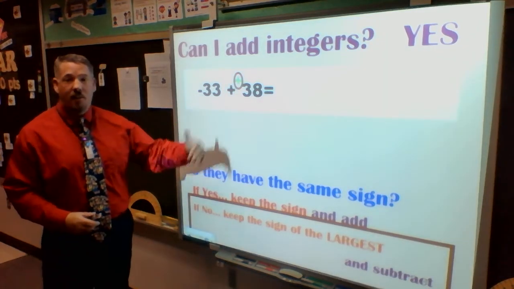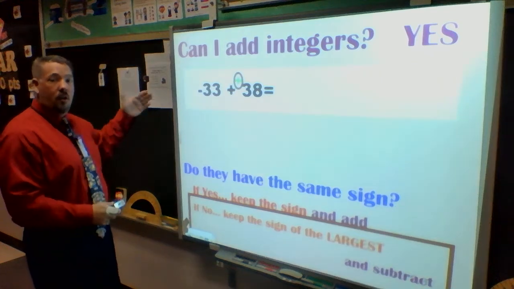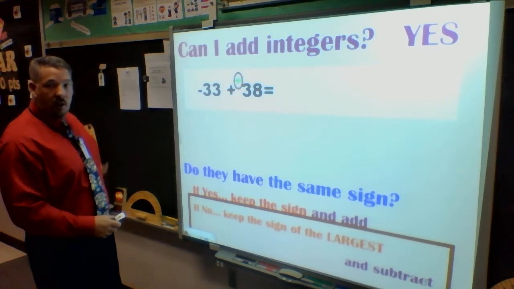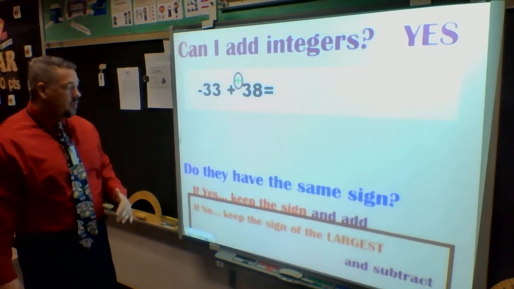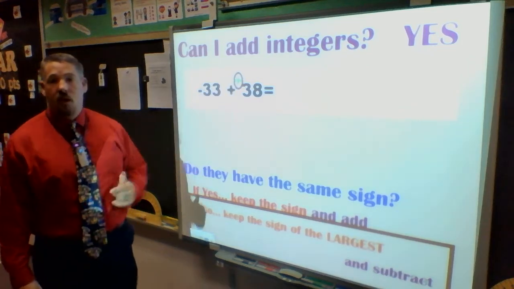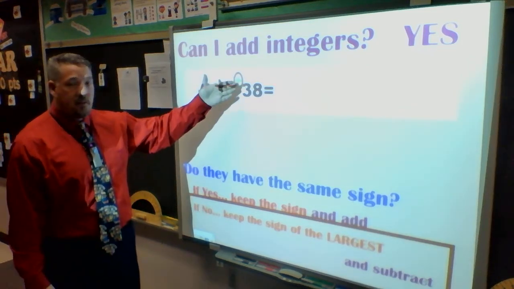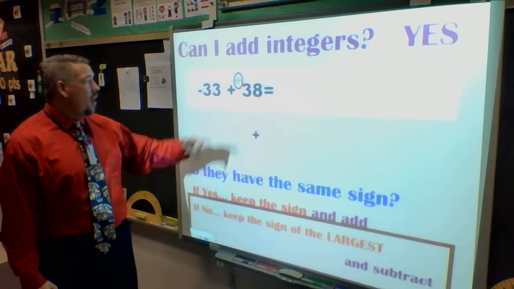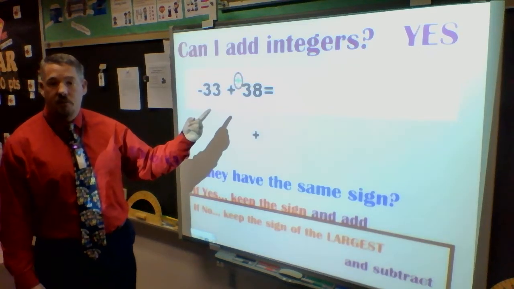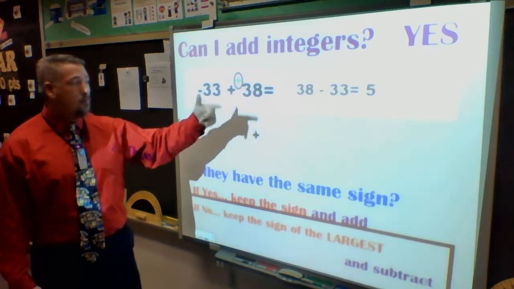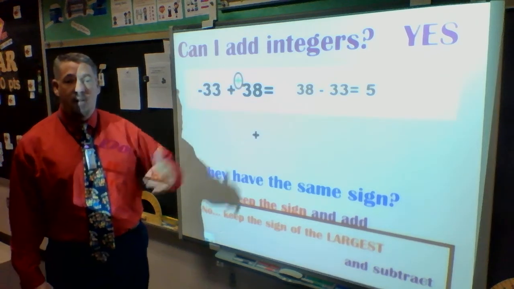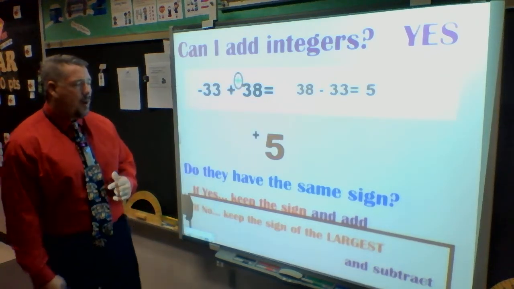So when I go through the mathematics steps, instead of having to plot on a number line that goes back to negative 33 and then forward 38, then I know that I'm going to keep the sign of the largest digits, so I'm going to keep the positive for my answer, and then I'm going to simply subtract because they're opposites. So I'm going to do 38 minus 33. It's going to give me a 5. So I know my answer is positive 5.